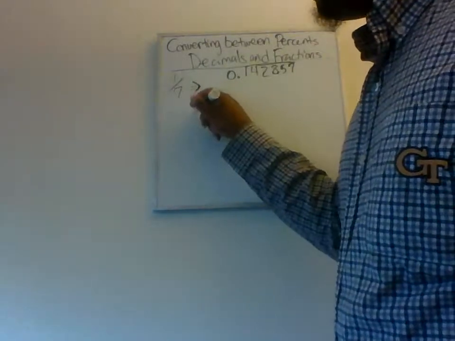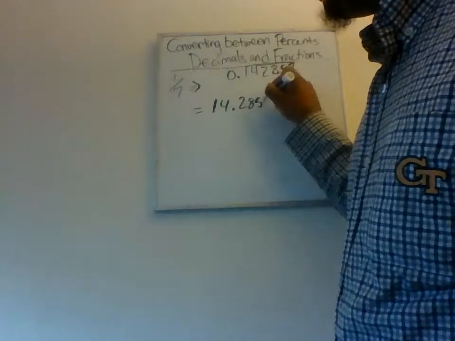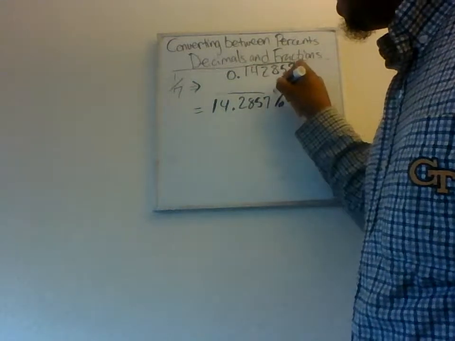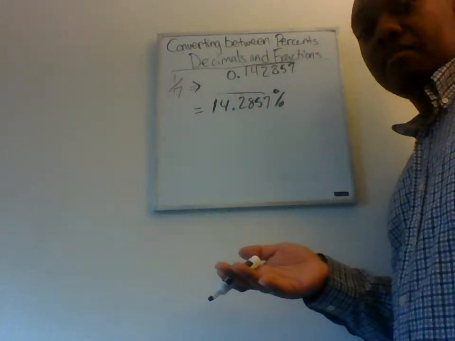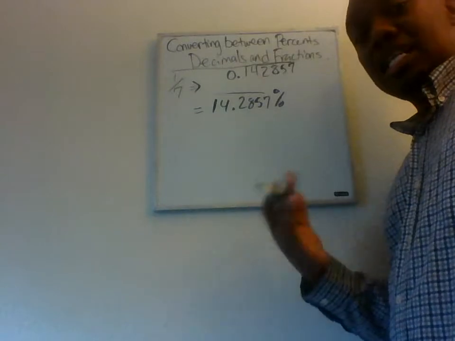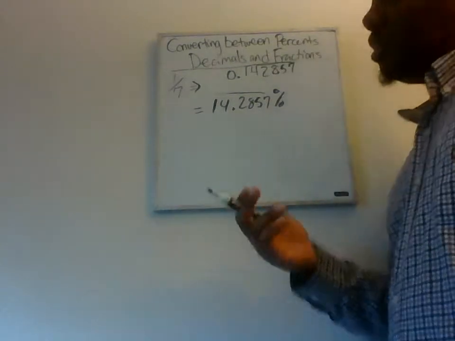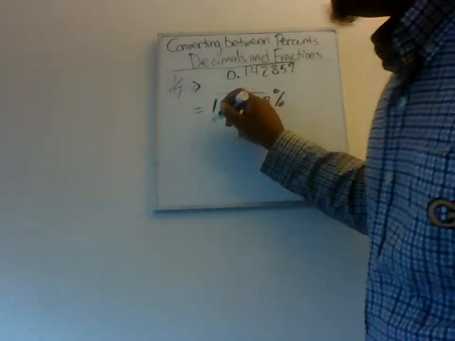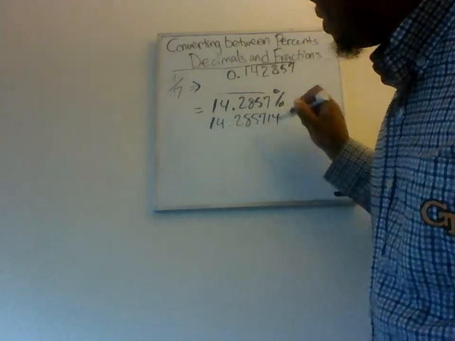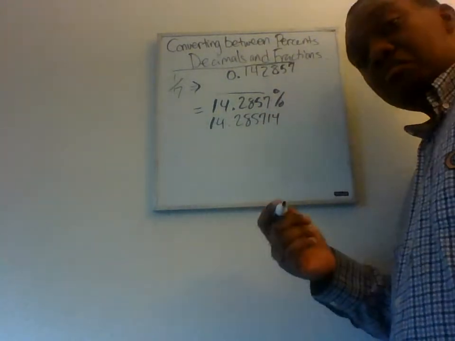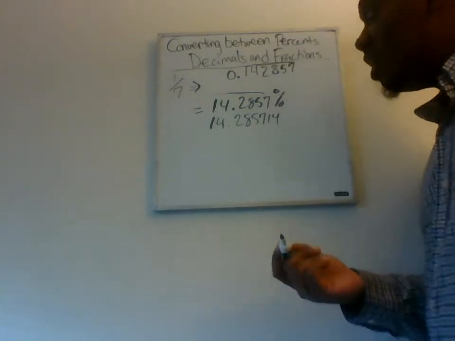So this will be the same as having 14.2857. All of this repeats. Okay? Well, we talked about this. We don't like to have things repeating, right? So what else could I do in order to solve this? Well, I know that this is going to repeat, so this will be 14.285714. Okay, that's not bad. I can do that, right? I can deal with that.